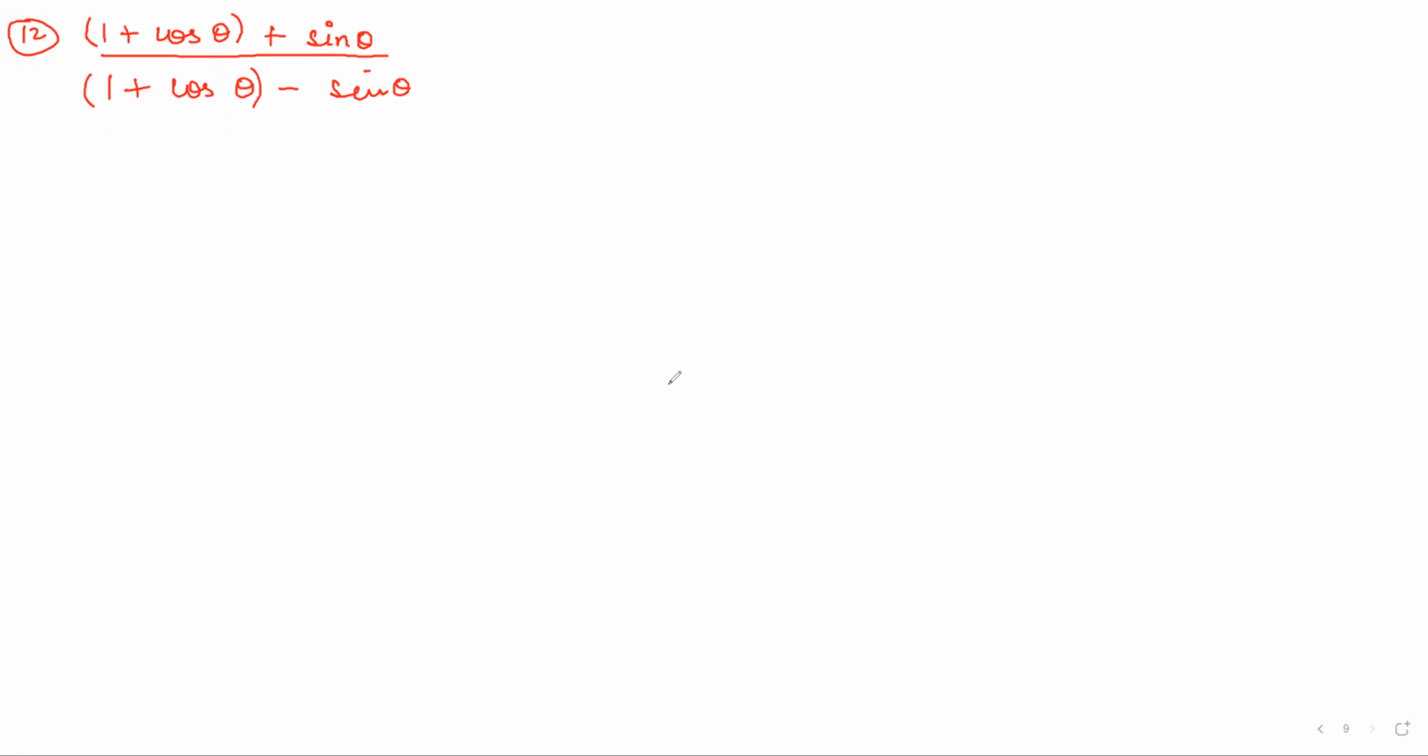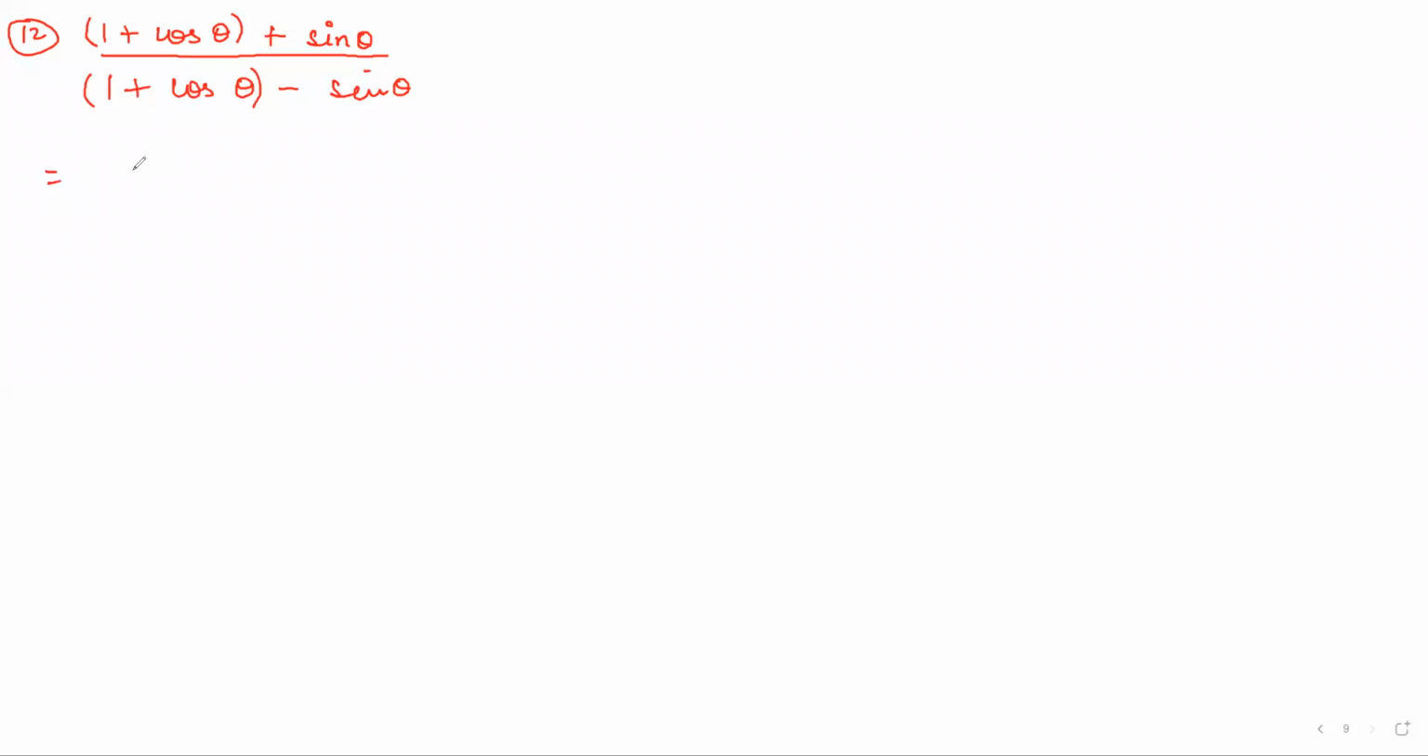Right? Yes, ma'am. Okay, so I'll try to rationalize it, because there are no squares, and unless you have squares you cannot use any identity, because identities have square terms in them, right? Cos square, sine square. So I need some extra terms. So for that I'll rationalize it.